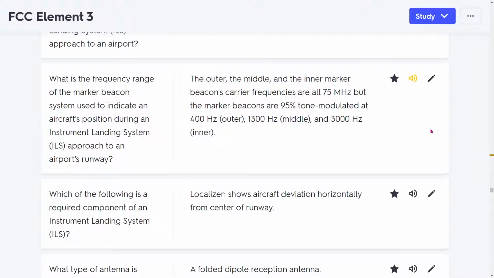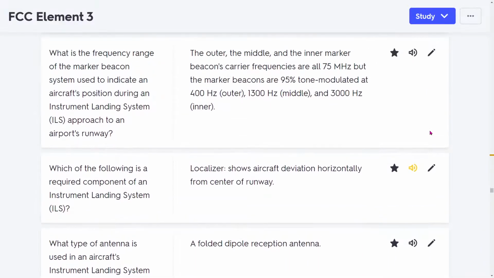What is the frequency range of the marker beacon system used to indicate an aircraft's position during an instrument landing system approach to an airport's runway? The outer, the middle, and the inner marker beacons carrier frequencies are all 75 MHz, but the marker beacons are 95% tone modulated at 400 Hz, 1300 Hz, and 3000 Hz.